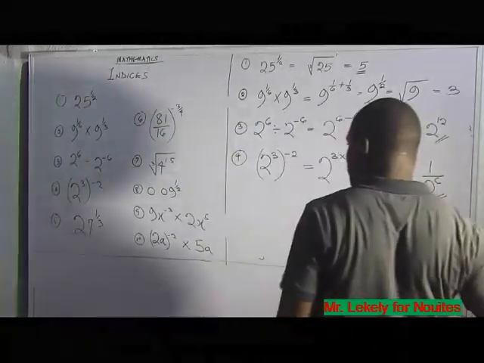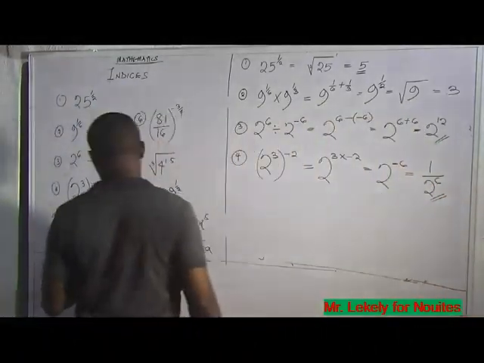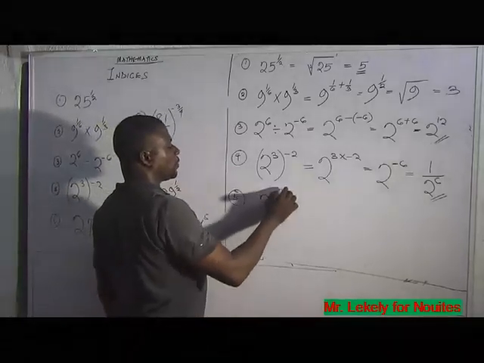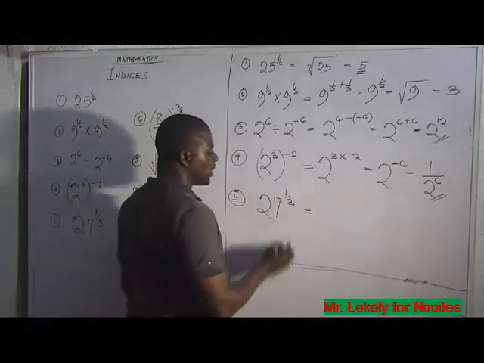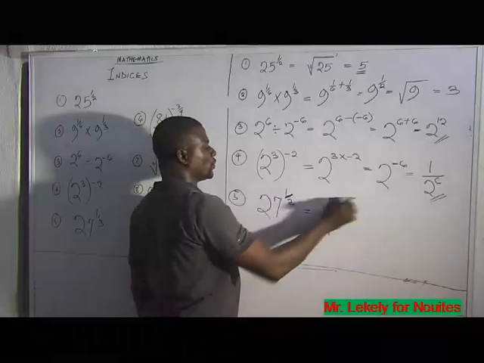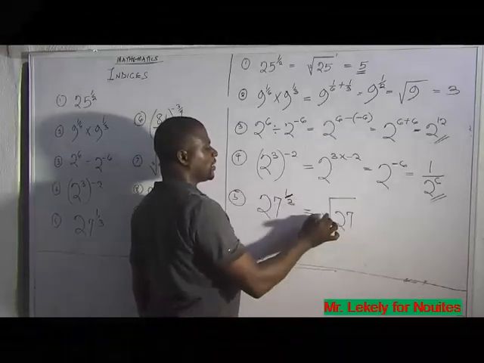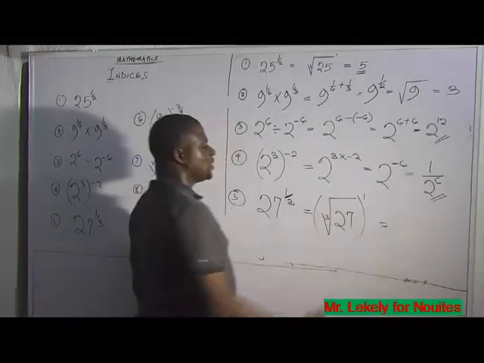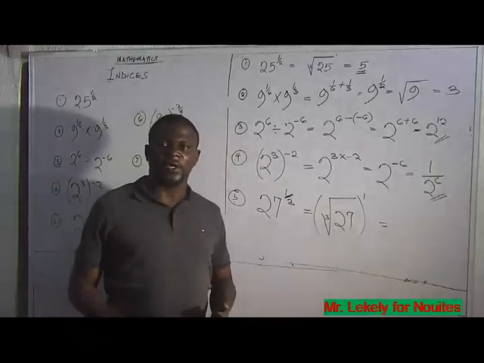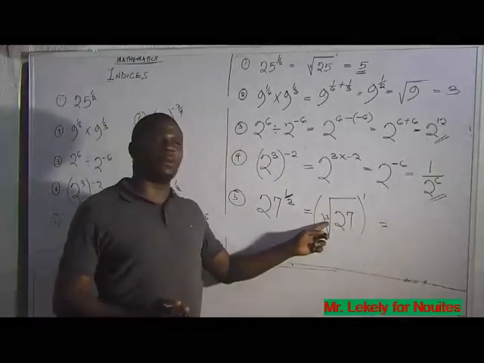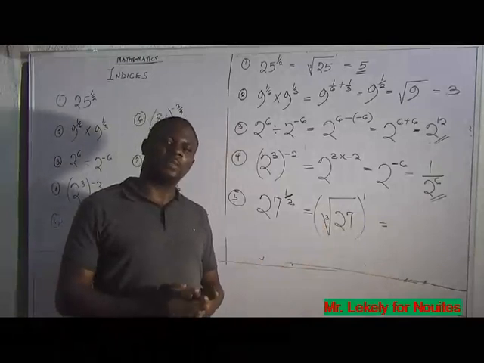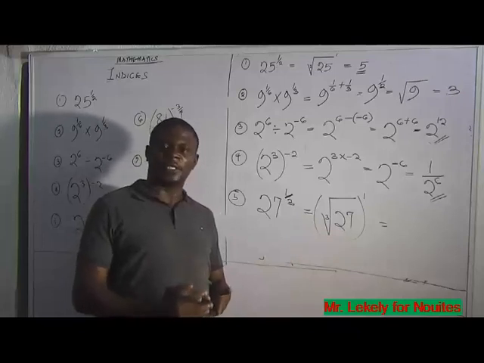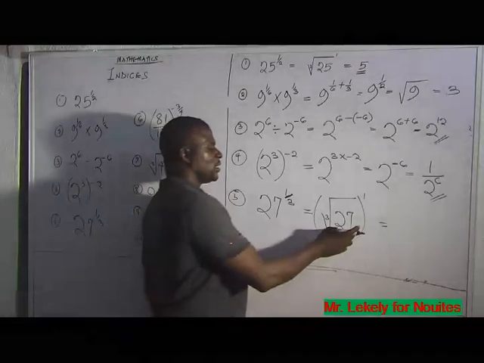Then the next one is 27 raised to power 1 over 3. That's number 5. 27 raised to power 1 over 3. Now, how do you do this? I told you this one will change to roots. The 27 will come, then 3 will come inside. Because I have 1 here, I'll just put 1 on top. Now, this means cube root of 27. Cube root of 27 means what 3 numbers are the same, that when I multiply it, it will give me 27. 3 times 3, 9. 9 times 3, 27. So 3 is the answer to this.